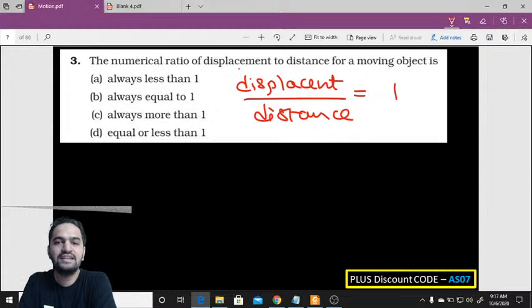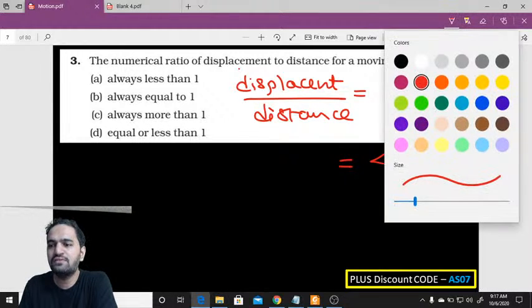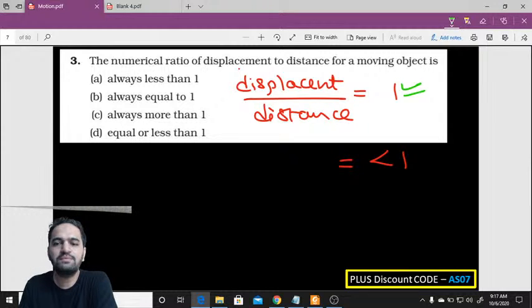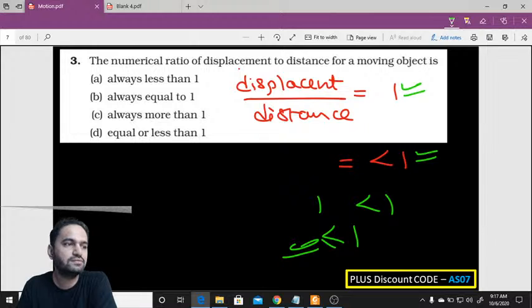But you also know that displacement will always be less than distance. So the answer would be less than 1 also sometimes. Sometimes the answer is equal to 1 when the value is the same, and if the displacement is less than distance, then the answer is less than 1. Very simple. So less than or equal to 1 you can say. So the answer would be D in this case.